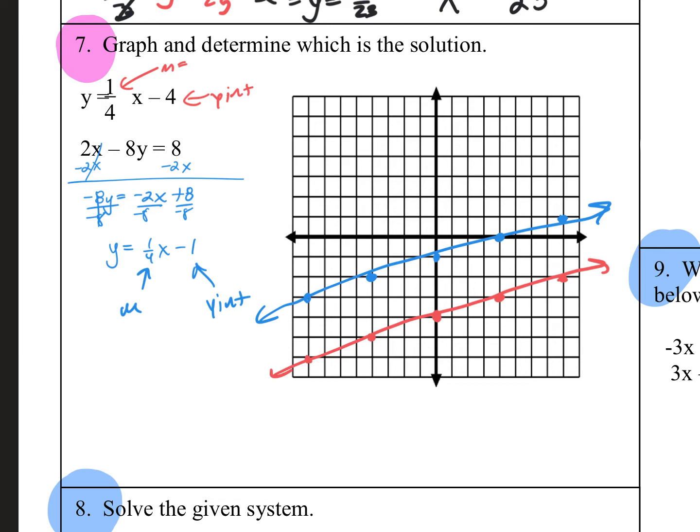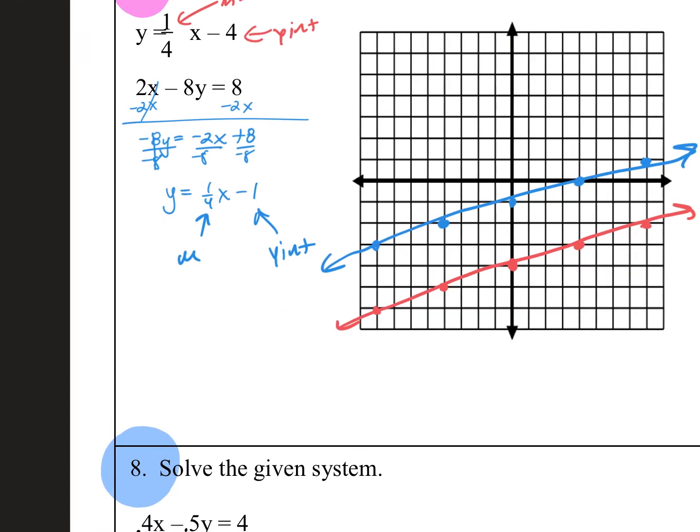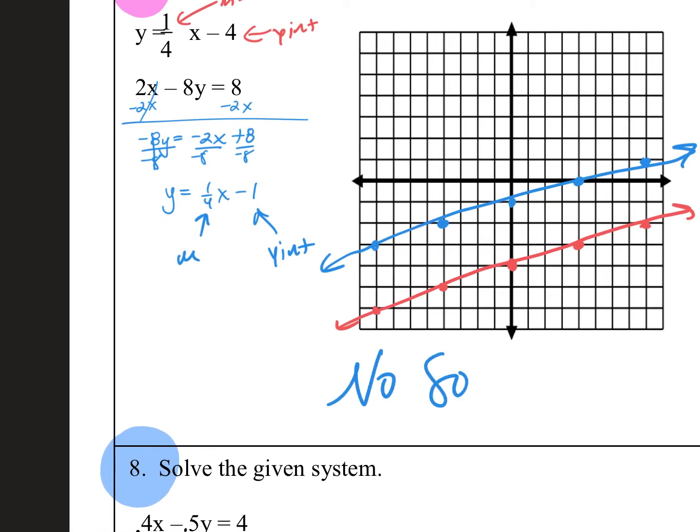Your solution is where the two lines intersect. What's our answer? Do they intersect? No. So your answer here would be no solution. Now, algebraically, when you work it out, either elimination or substitution, you know how we do that?